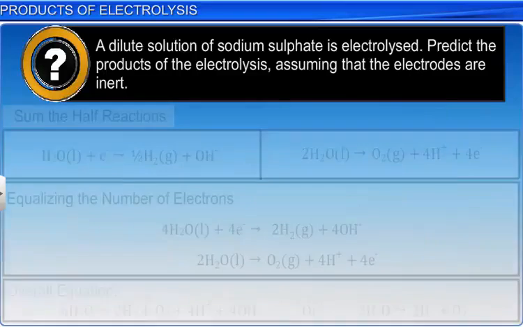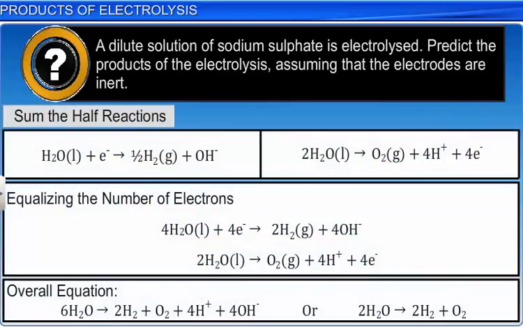We need to make sure that the number of electrons gained is equal to the number of electrons lost. By summing the two half reactions, we can write an overall equation. Note that H plus and OH minus make H2O.